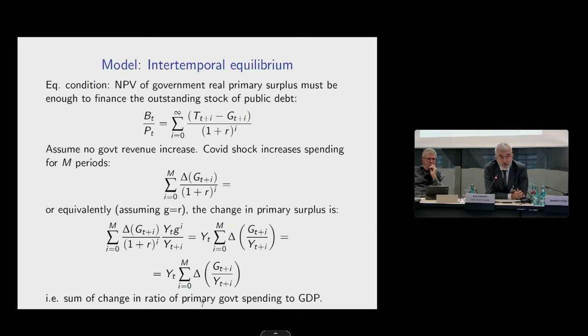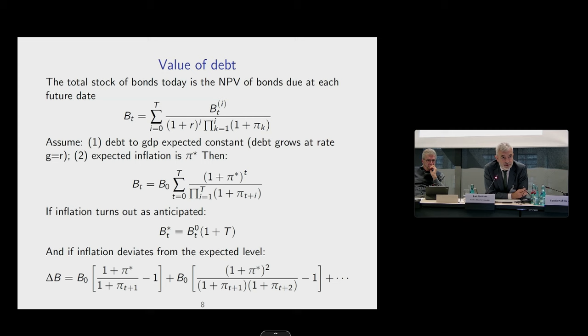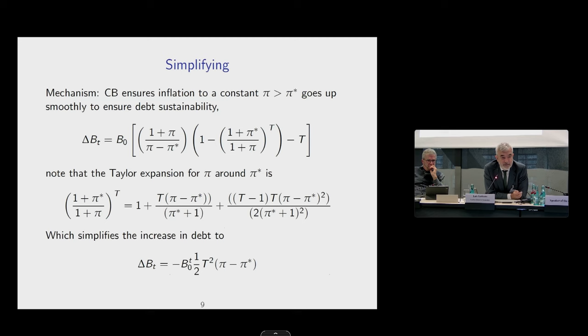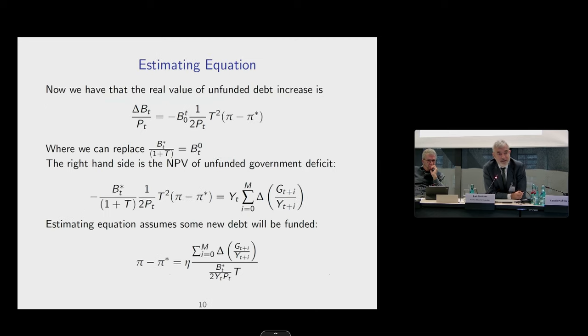So with no government revenue increase, they're going to just simplify by looking at G. Then assume G equals R and work through the value of the debt. As Francesco told you, the debt to GDP is expected constant, the expected inflation is pi star, and there is unexpected inflation that devalues the debt. So you just work through that, simplify, Taylor expand, get rid of the terms that get small, and you get this pretty equation at the bottom, which says that the sum of the primary deficits over GDP divided by the initial stock of debt is going to be related to the excess inflation.